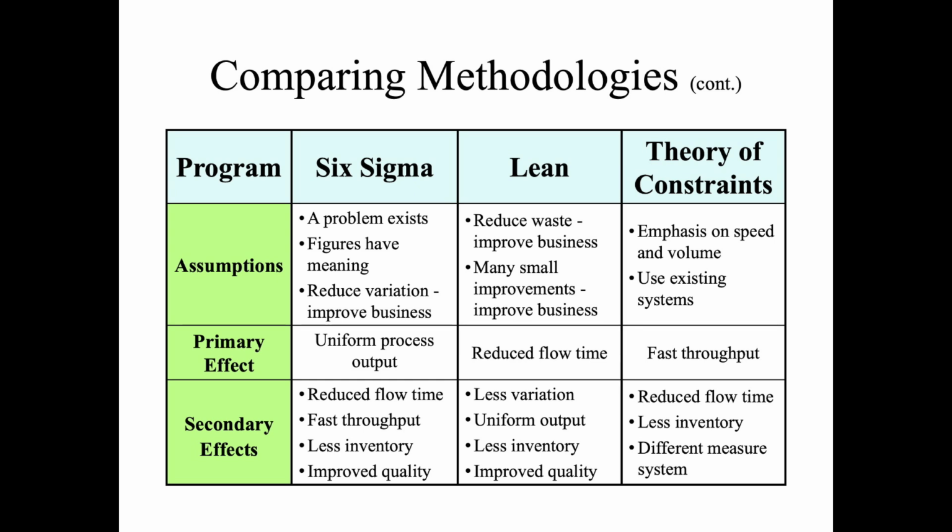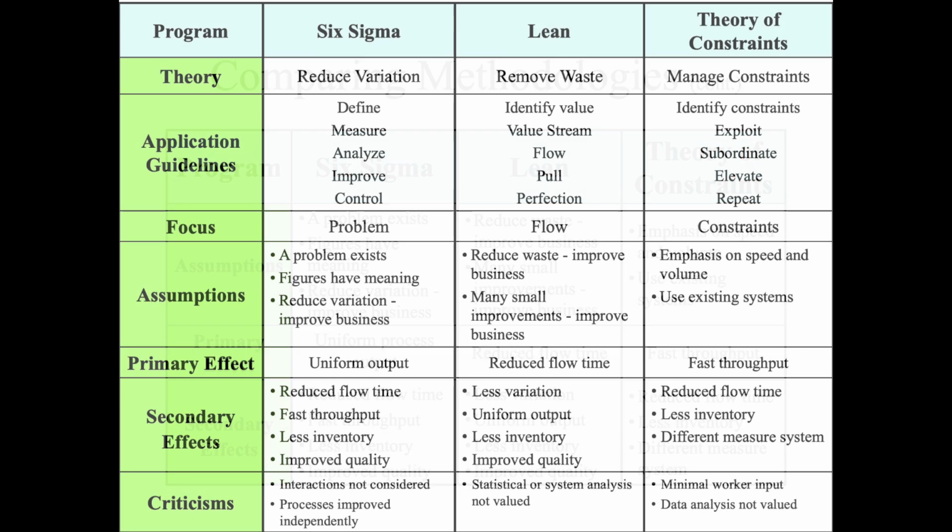Now, I can't make the pointer work, but if you'll notice, the primary effect of Six Sigma shows up as a secondary effect in Lean. And if you look at Lean's primary effect, it shows up as a secondary effect in Six Sigma and Lean and Theory of Constraints. So that was interesting for me to understand, to realize that. Now, this is what it looks like when you put it all together into one big chart.